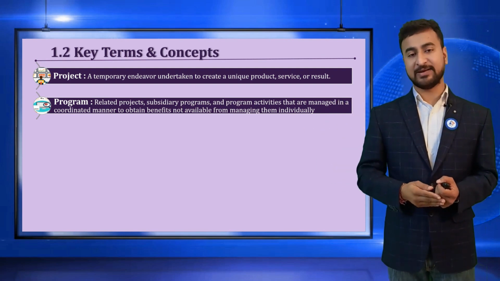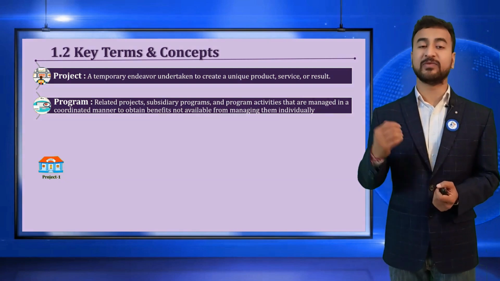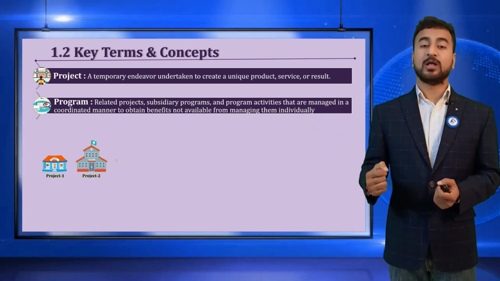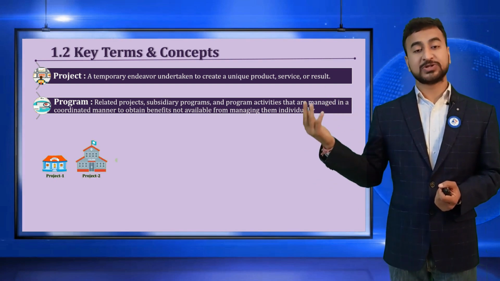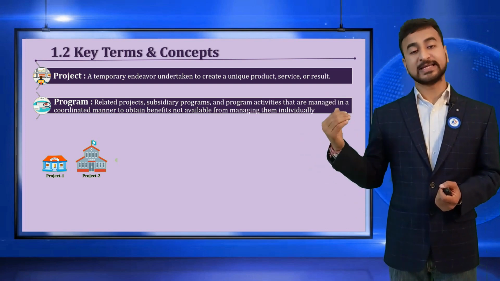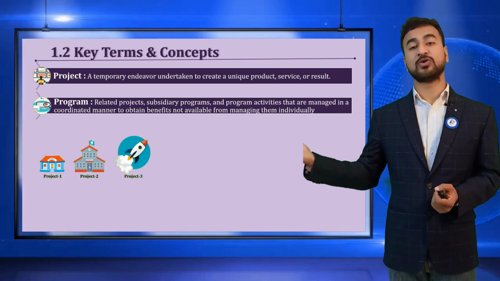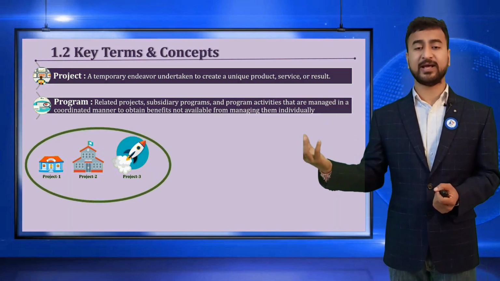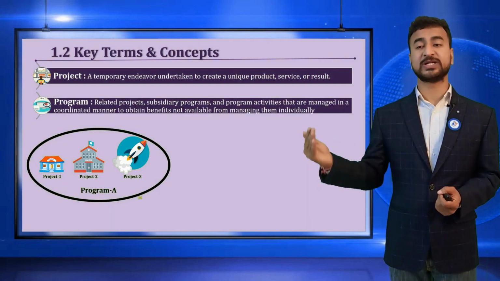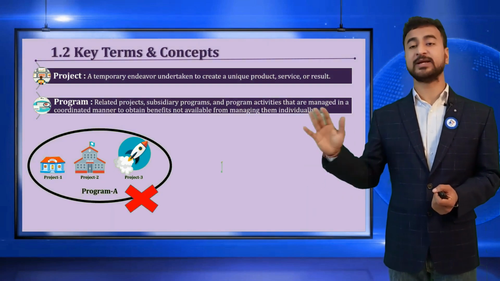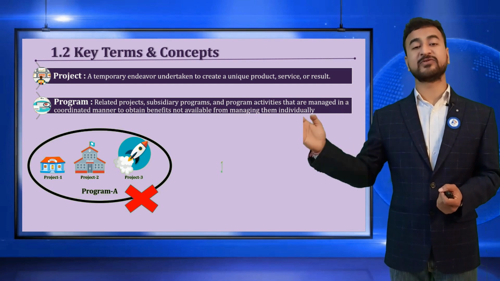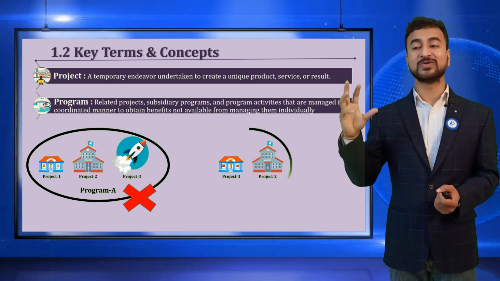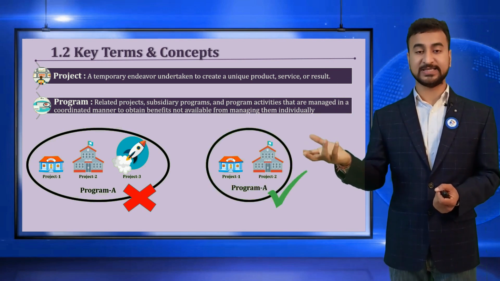If I want to give you an example, let's discuss example 1, that is project 1, building a school. Second example, project 2, building a college. And the third example, project 3, launching a satellite. Now, if I want to group them in a program A, project 1 plus project 2 plus project 3, that is not possible because it requires different skill sets. So in program A, I can group project 1 plus project 2 because they require a similar set of expertise.